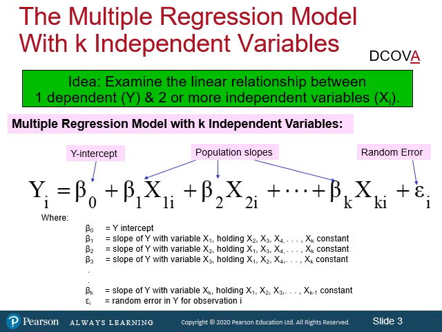So the basic equation will be written like this. Yi is your dependent variable. Beta 0 is your intercept. Beta 1 is the slope for independent variable 1. Beta 2 is the slope for independent variable number 2. And beta k is the slope for independent variable k. And epsilon is the error term, which is the random error.